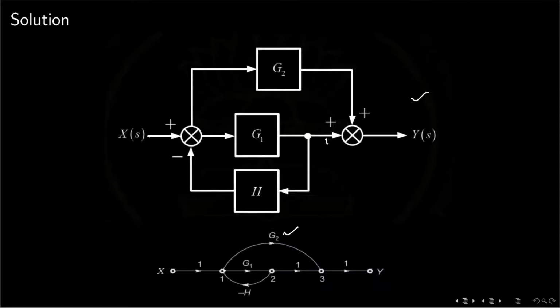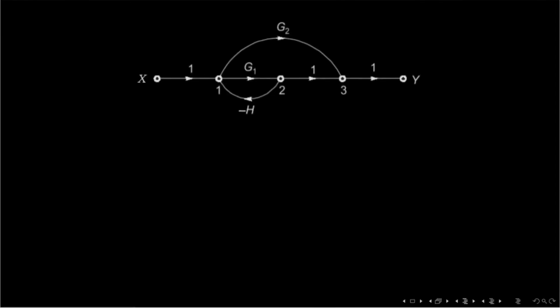And then we have a feedback path here. So we have introduced a feedback path here with minus H gain. We will start writing the transfer function of this using Mason's gain formula. We have forward paths here, G1 into 1 and G2.